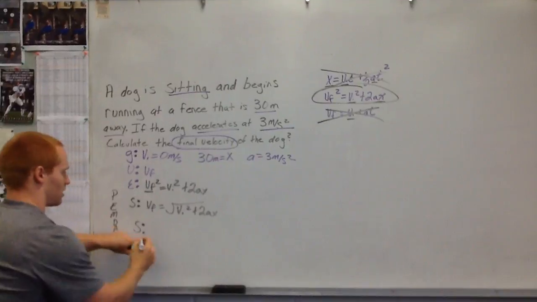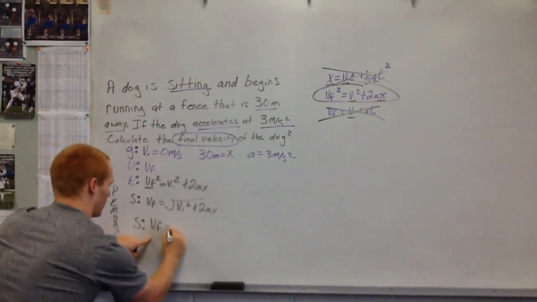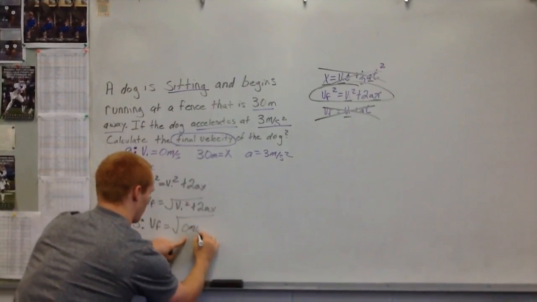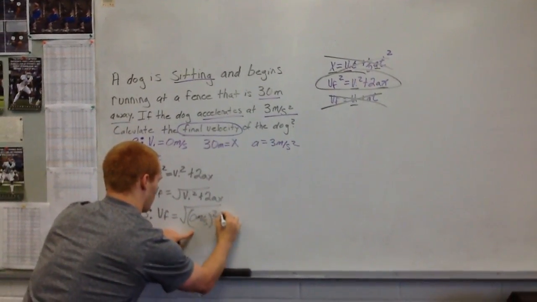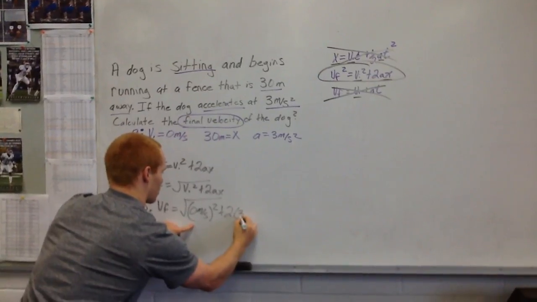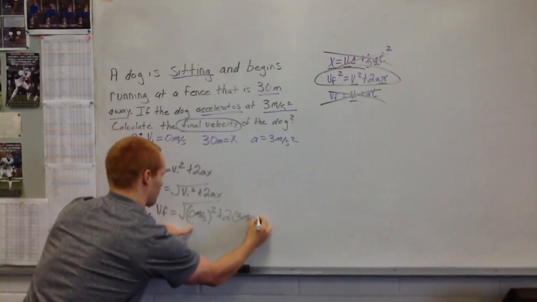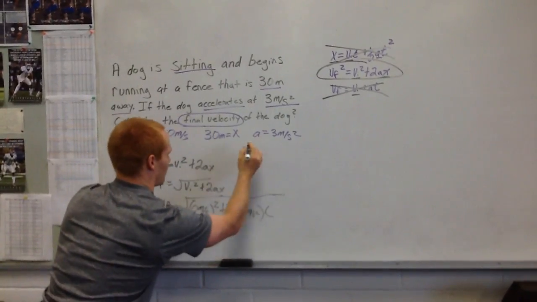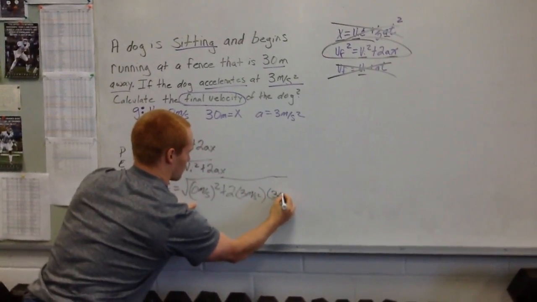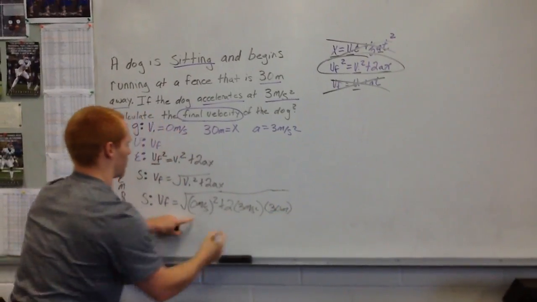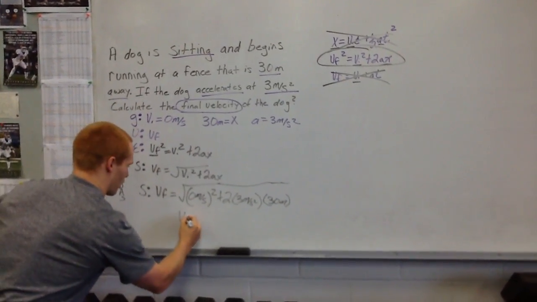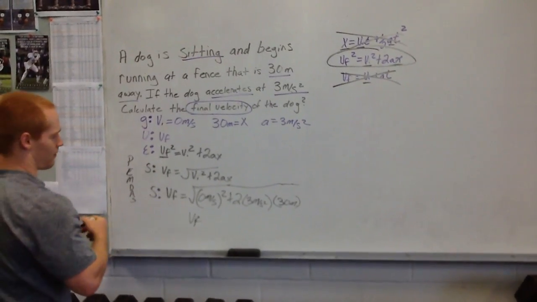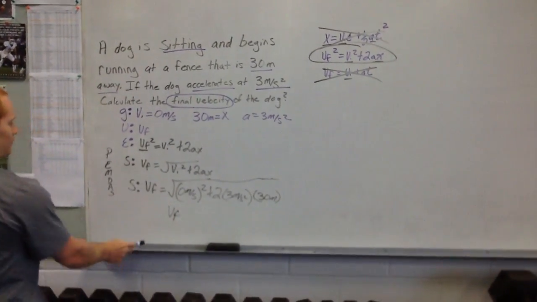Last one is to just substitute. So we have VF equals radical 0 meters per second squared plus 2 times our acceleration. And this is all going to be multiplied by our displacement of 30 meters. And you just plug that in your calculator. You'll solve for velocity final, and you will have velocity final in meters per second.